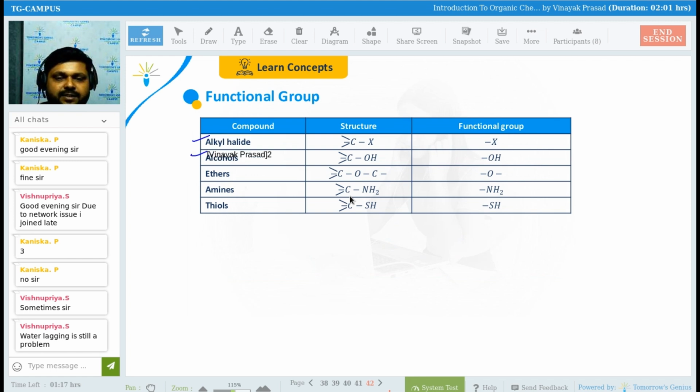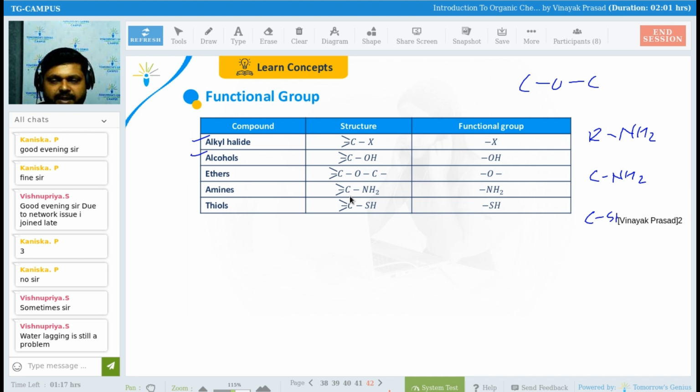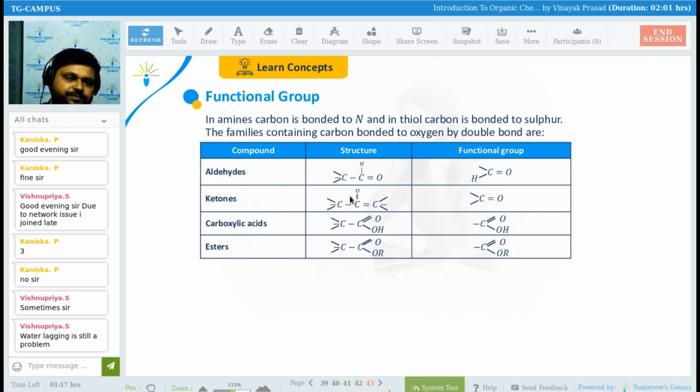Aldehyde, alcohol, ethers. Now a new compound that you might not have seen in your 10th standard is ether. C-O-C, or we can say R-O-R, is an ether. Amines have R-NH2. Thiols have the SH group. These are the functional groups that we have to learn.